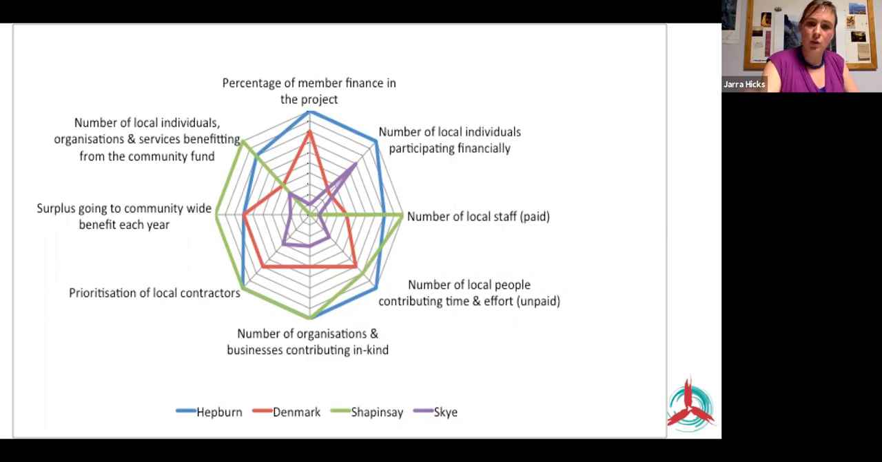And then moving around to, what would that be? It'd be like 7 o'clock, prioritising local contractors. You can see again that the different projects had different approaches to prioritising local contractors, and some of them achieved a lot more local content than others.